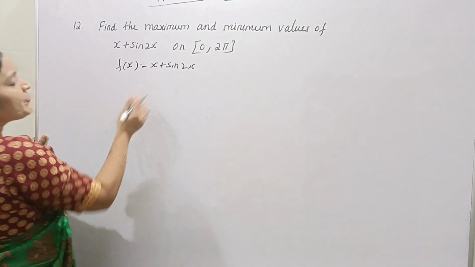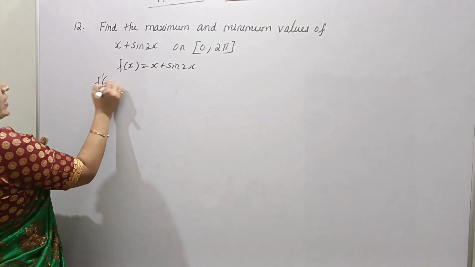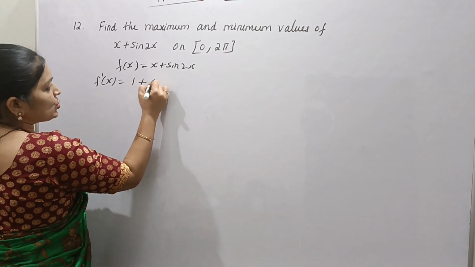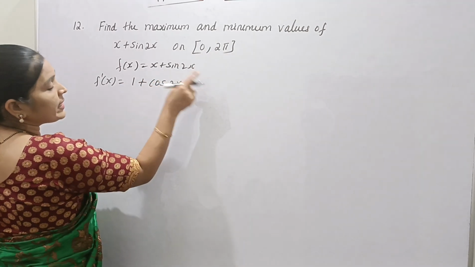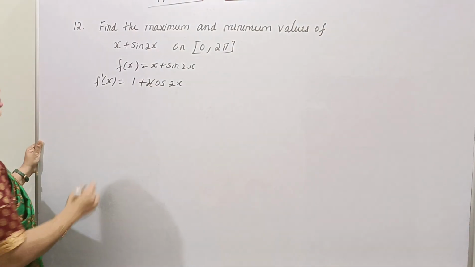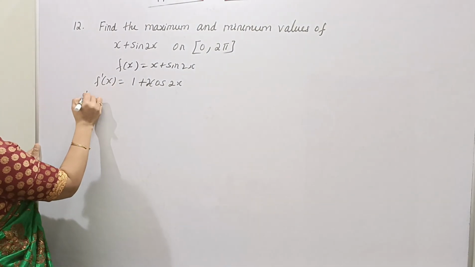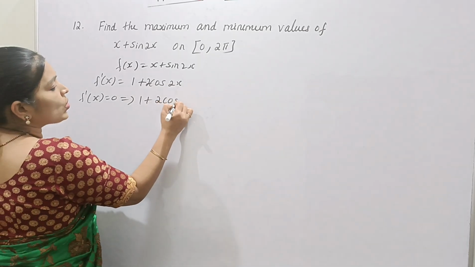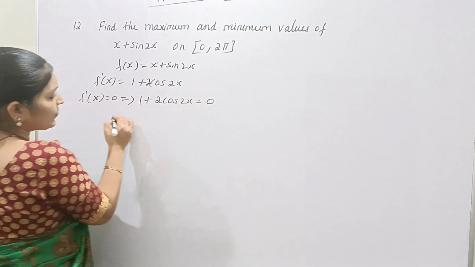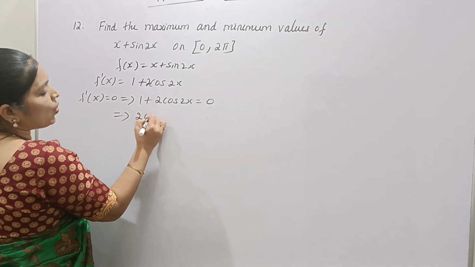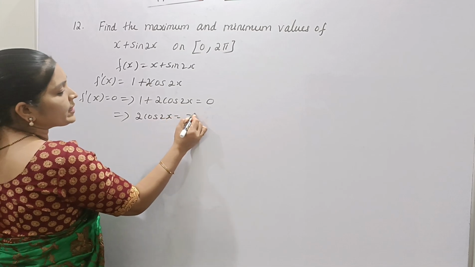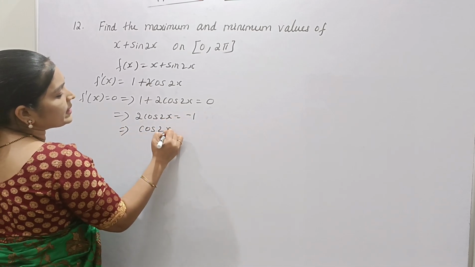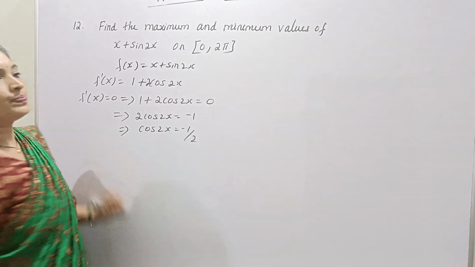So here, first of all, let's write the given function f of x is equal to x plus sine 2x. Then f dash of x is equal to 1 plus cos 2x into 2. So f dash of x is equal to 0 implies 1 plus 2 cos 2x is equal to 0. This implies 2 cos 2x is equal to minus 1. This implies cos 2x is equal to minus 1 by 2.